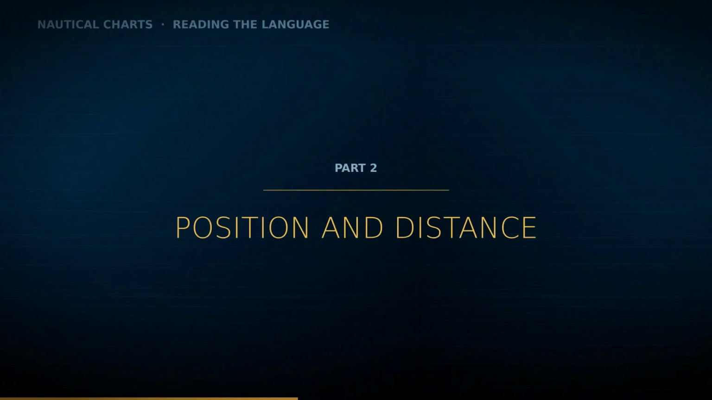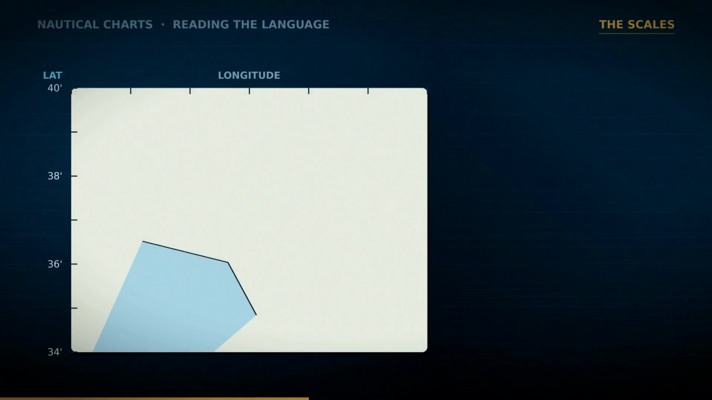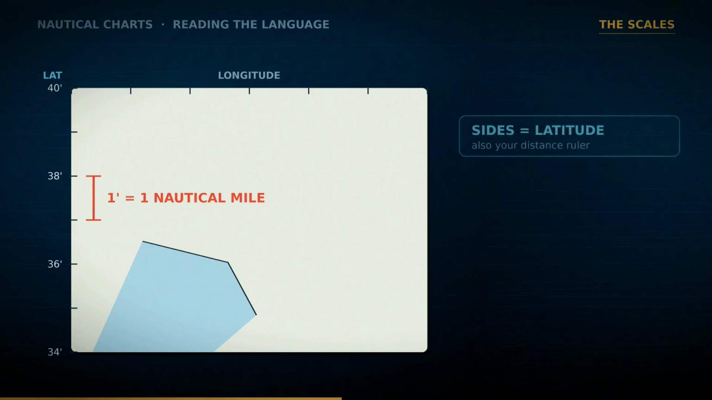Part 2. Position and Distance. The side scales of the chart are latitude. The top and bottom are longitude. Here is the rule that unlocks everything. 1 minute of latitude equals 1 nautical mile, always, everywhere on the chart. So the side scale is also your distance ruler. Never measure distance on the longitude scale. Those minutes shrink as you leave the equator.